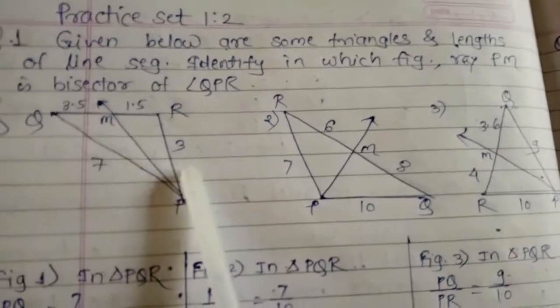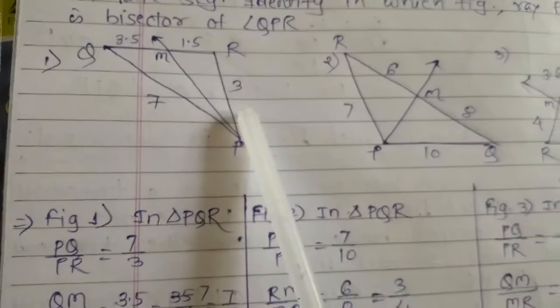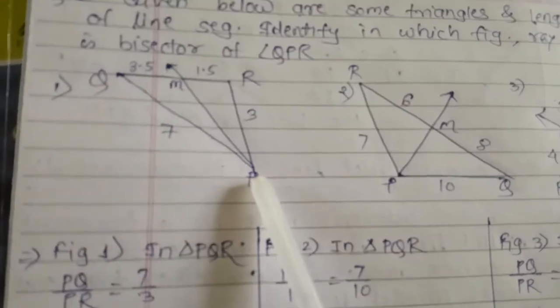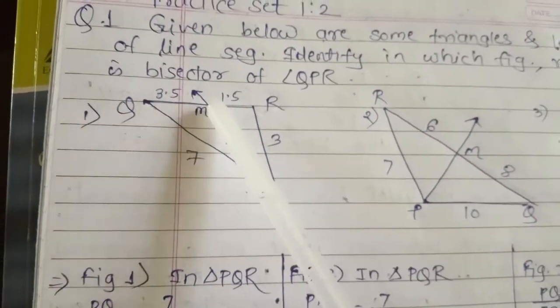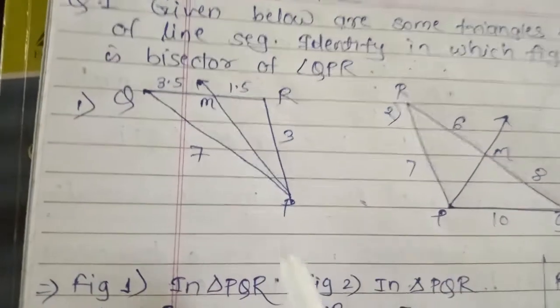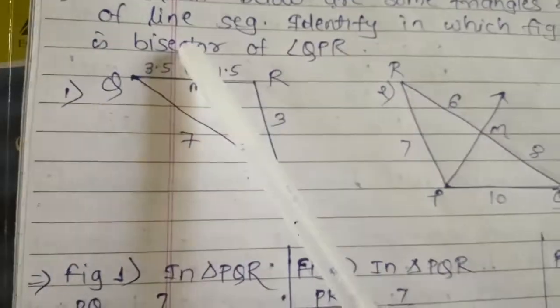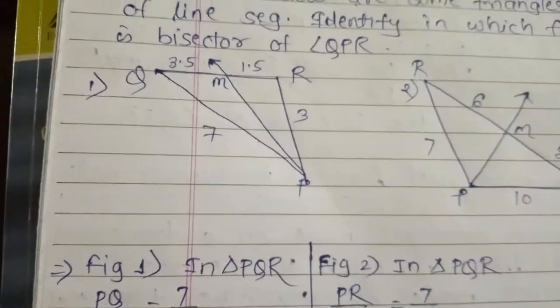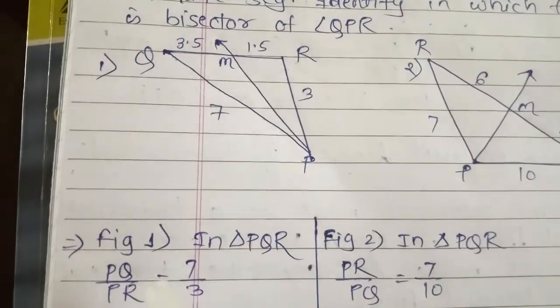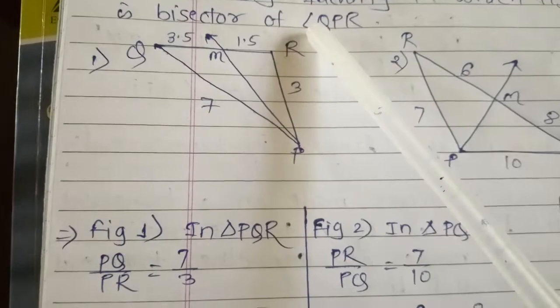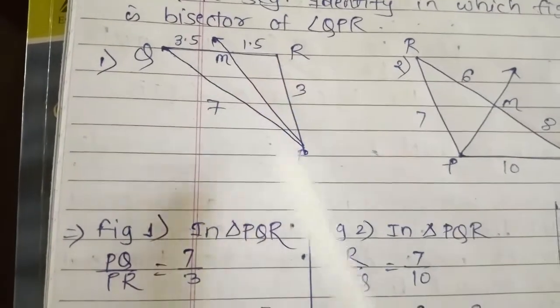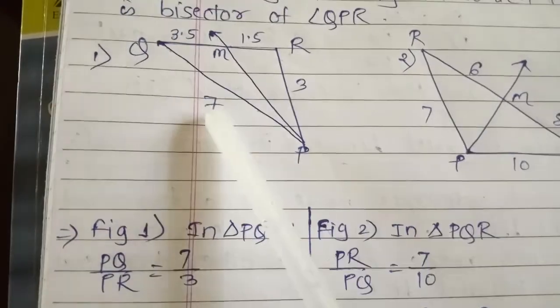So for the first figure, we have to find out the value of PQ upon PR as well as QM upon MR. If these two values are the same, then PM is the bisector of angle QPR. So first we find PQ upon PR. See here, PQ upon PR. You know the angle bisector property. So you are given that it is 7/3.